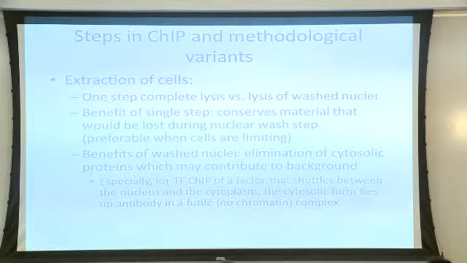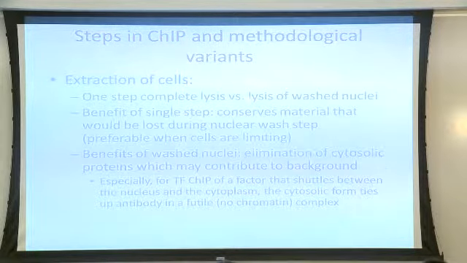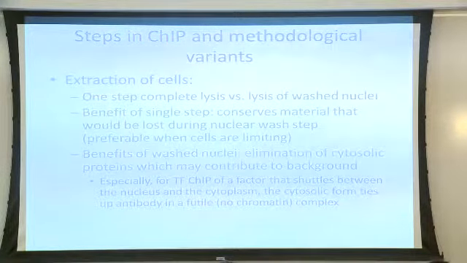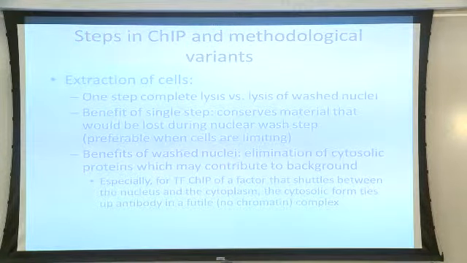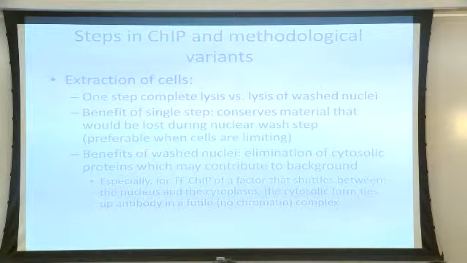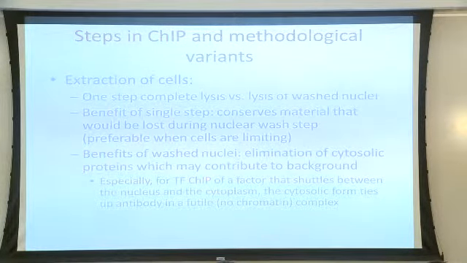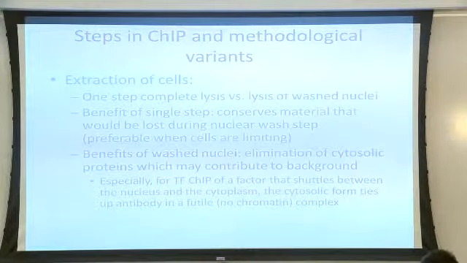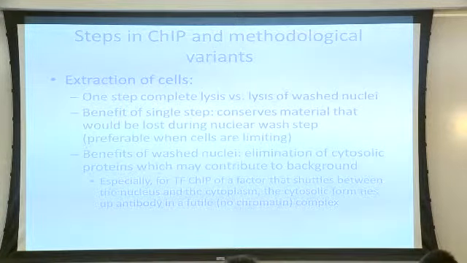Extraction of cells. There are methods in which you do a single-step complete lysis and, in one fell swoop, break open the plasma membrane and the nuclear membrane. The benefit of that is that it conserves material because you don't lose any material during wash steps. In contrast, a lot of what we do uses washed nuclei, in which we eliminate the cytosolic proteins which might contribute to background. This is especially important if you're doing transcription factor ChIP of a factor that shuttles between the nucleus and the cytoplasm, because the cytosolic form of that protein can tie up your antibody, and it would never lead to productive pull down of chromatin. So that's something to be aware of when you're doing transcription factor ChIP.